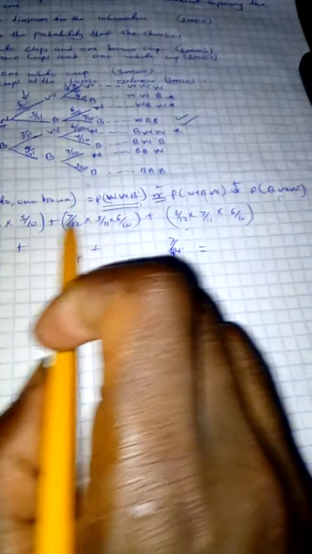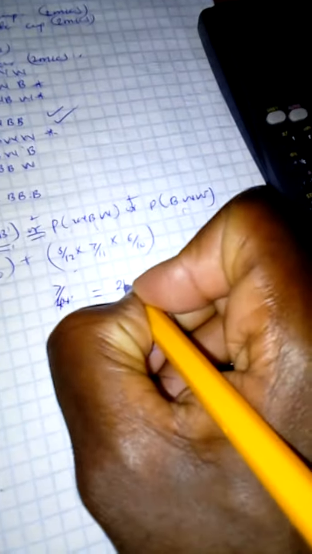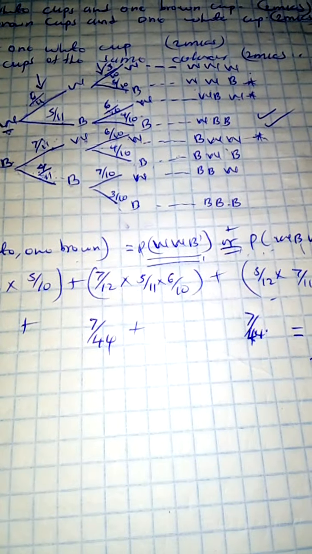The probability of picking 2 whites and 1 brown is 21 over 44. The next one, I think you've understood part A. The next one, 2 brown cups and 1 white cup. Look here, 2 brown cups in the tree diagram.